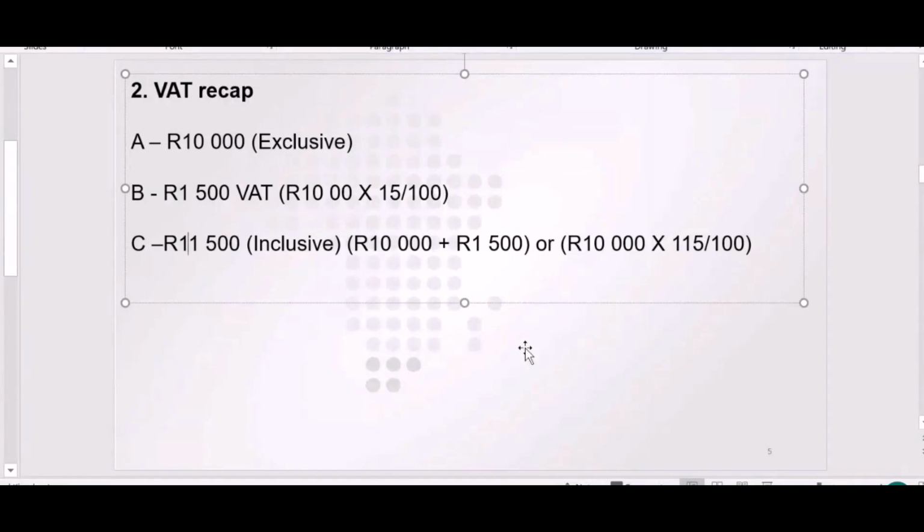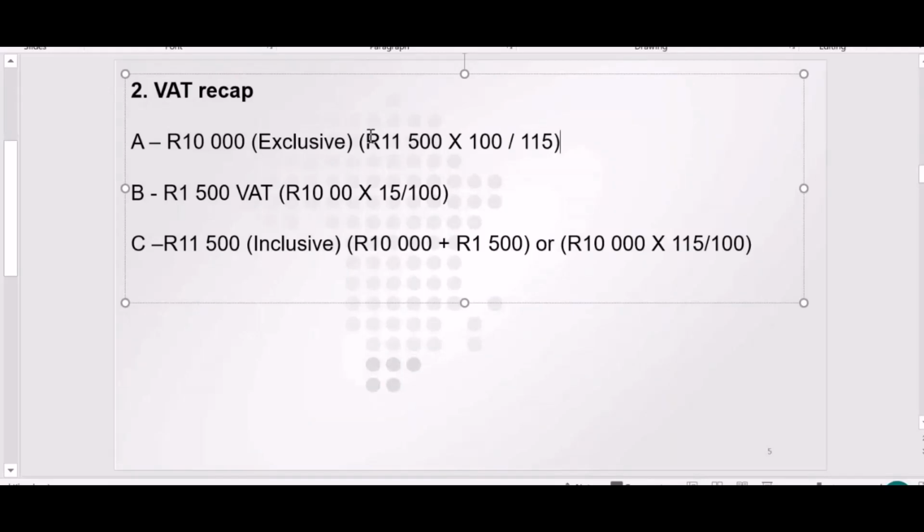So what you're going to do is say 11,500 multiplied by 100 over 115. Then you are going to get your exclusive amount. And then for the VAT amount, you are going to say 11,500 multiplied by 15 over 115. Then you are going to get your VAT.